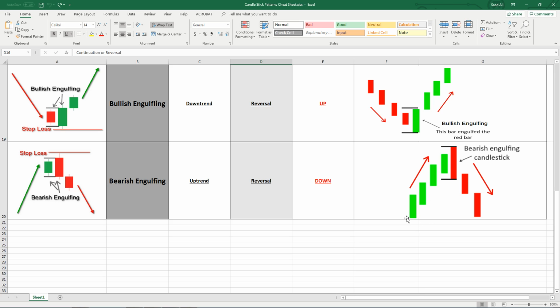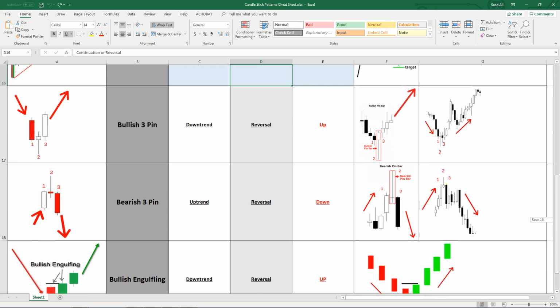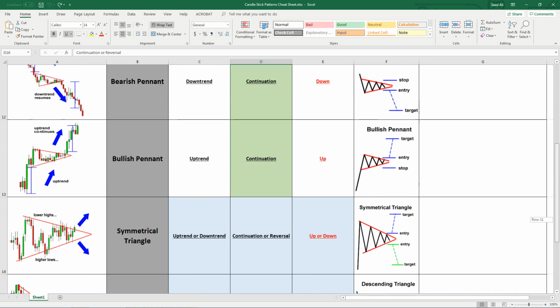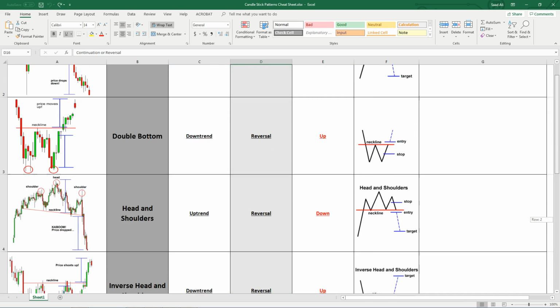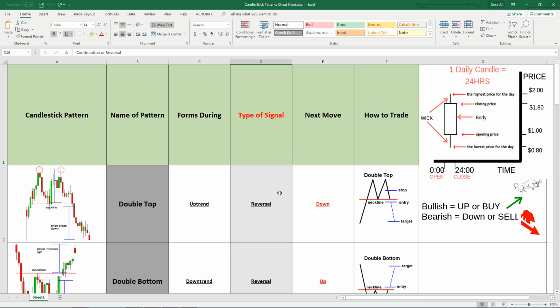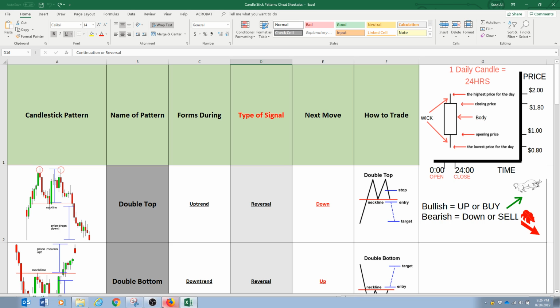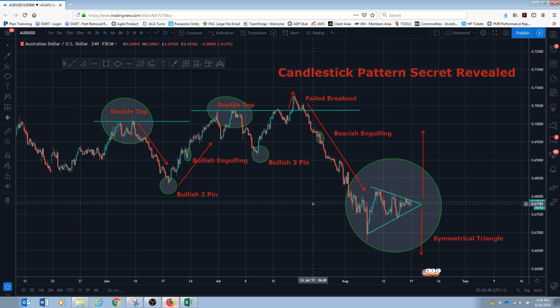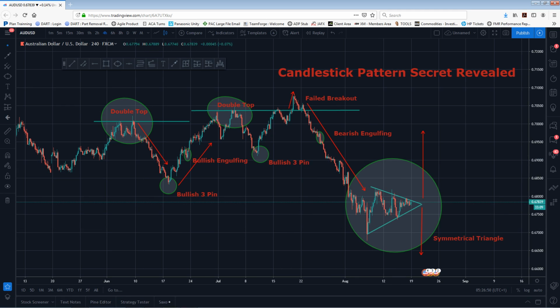So those are my most favorite candlestick patterns. I'm really excited about you guys marking up the charts and finding all these patterns. I want you to get really familiar with all these patterns. I want you guys to post in the student group. I want to see your chart like this.